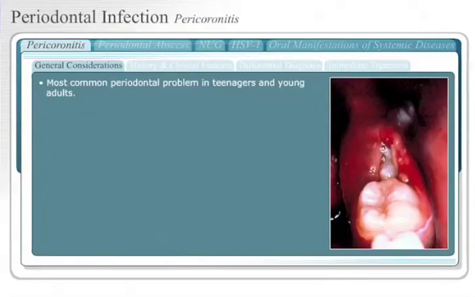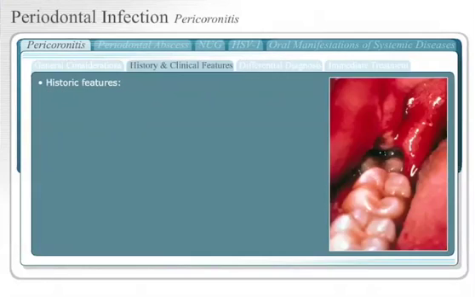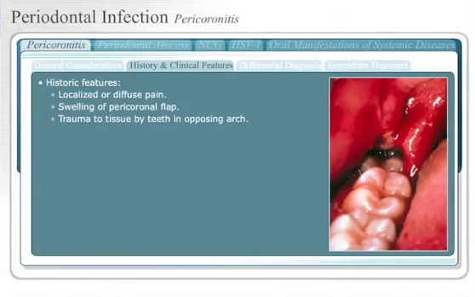Pericoronitis is the most common periodontal problem in teenagers and young adults, usually involving an erupting or partially impacted mandibular third molar. The history of pericoronitis includes localized or diffuse pain, swelling of the pericoronal flap, and trauma to the tissue created by teeth in the opposing arch. Bad breath and foul taste is usually present.